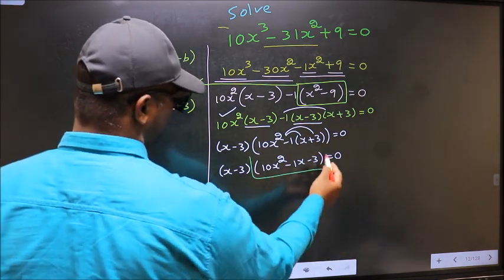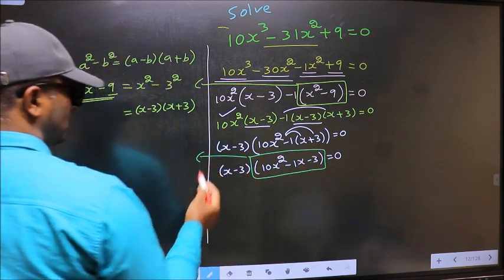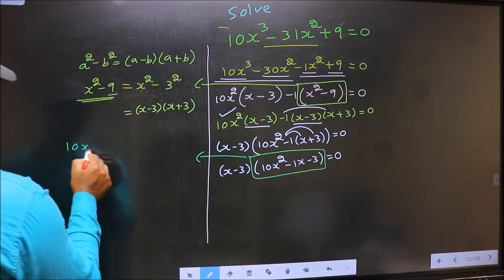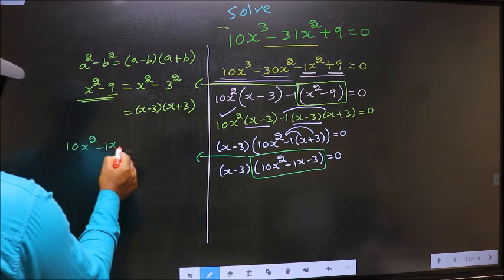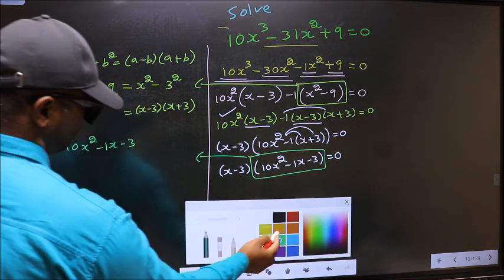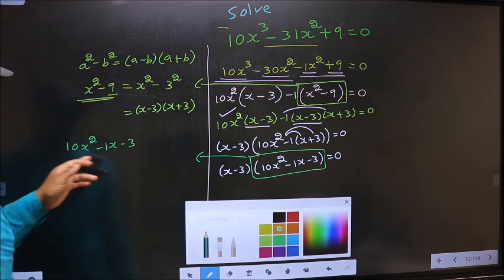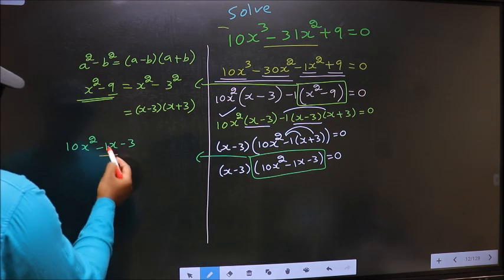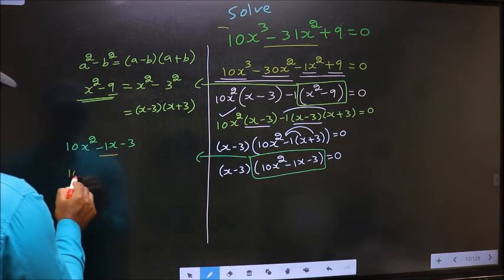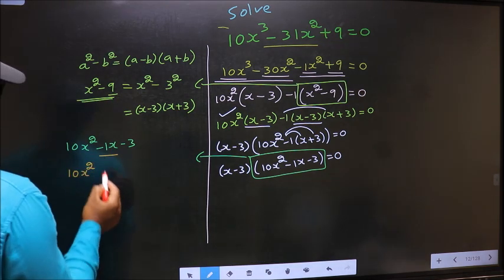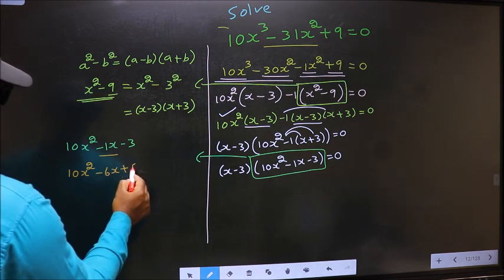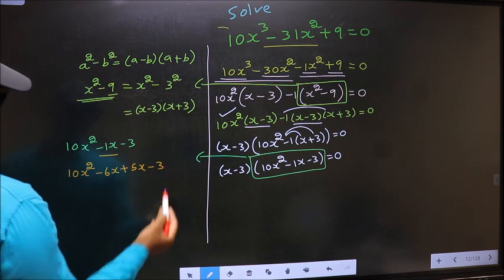Here we have a quadratic. I will factorize the quadratic here. That is 10x square minus 1x minus 3. To factorize this, we should split the middle term, minus 1x. In place of minus 1x, now we should write minus 6x plus 5x minus 3.